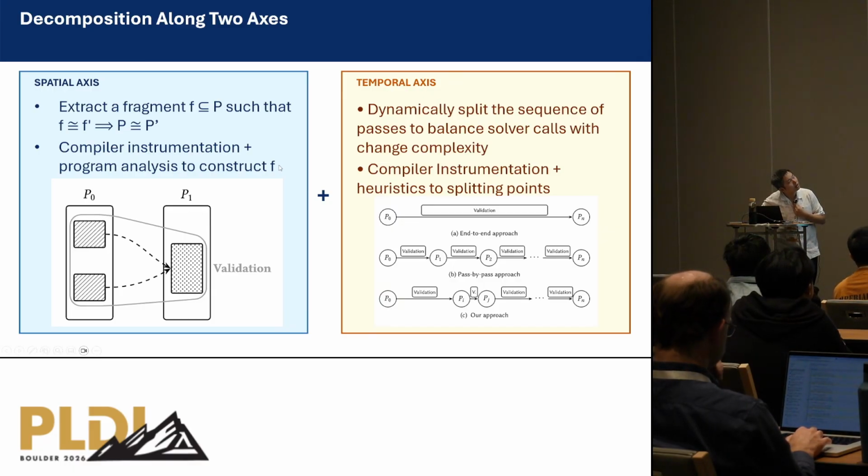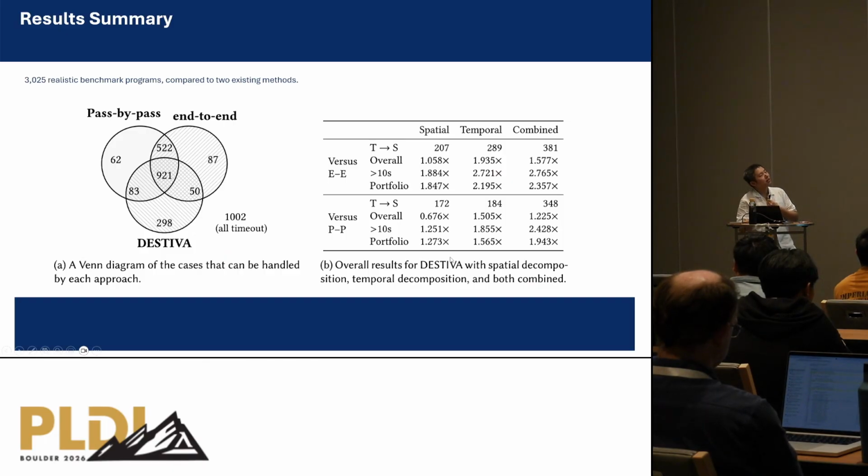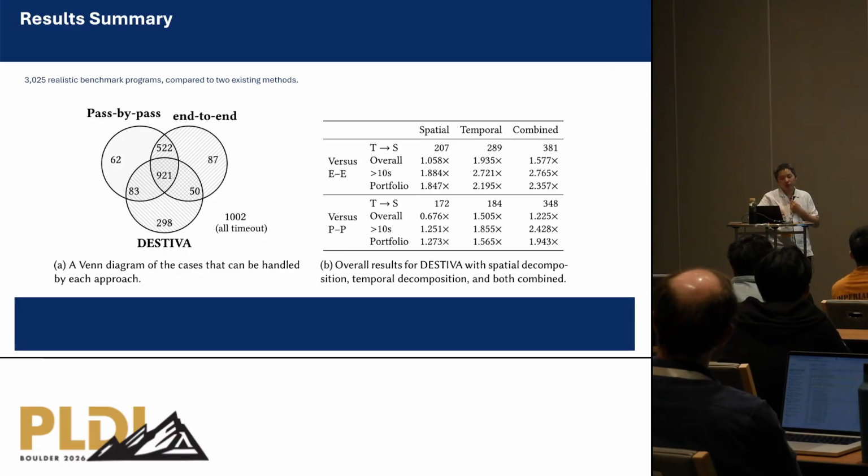And for the other, temporal angle, by tracking the compiler information, we can track the amount of code that has been changed by each optimization pass, and then we can find the middle points to facilitate translation validation. This slide shows some preliminary results, and we compare our approach against the two modes in alive2. One is called end-to-end, basically the beginning and the end, and the other is pass by pass, where after running each optimization pass, we run alive2 to prove equivalence.